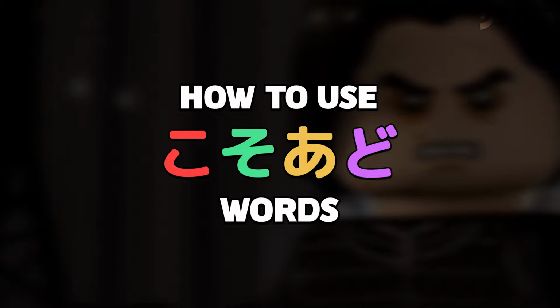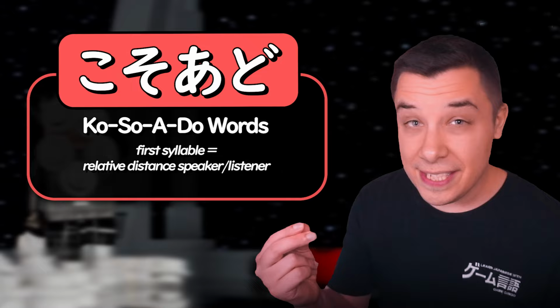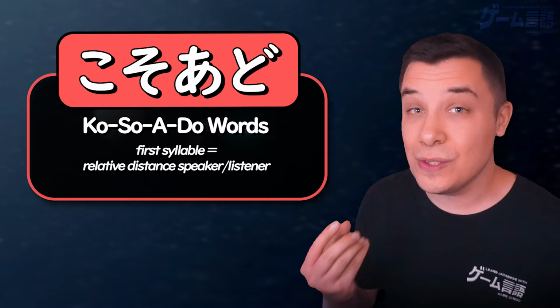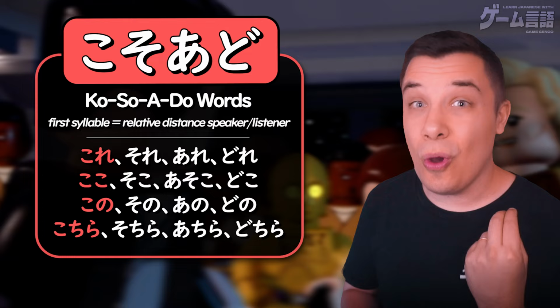How to use こそあど言葉. In order to express this, that, and which in Japanese, we have these words that are called こそあど言葉. The reason why it's called this is that there are words that start with こ, and all of these words refer to things that are near the speaker.